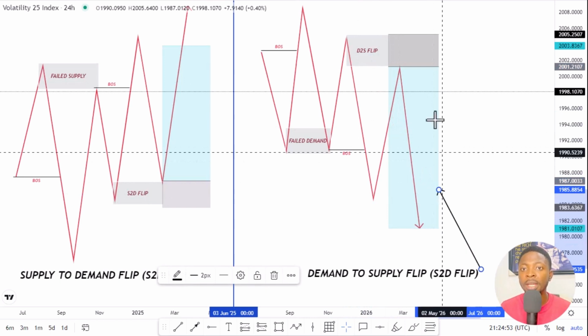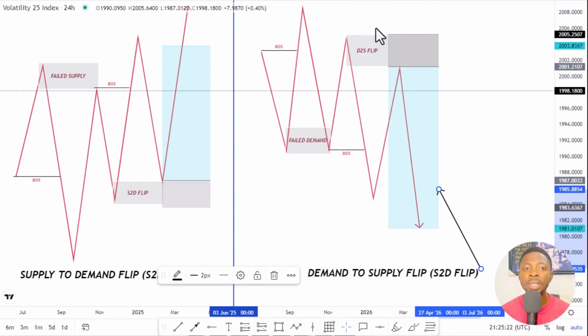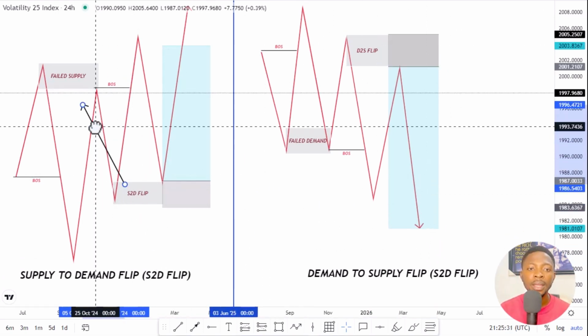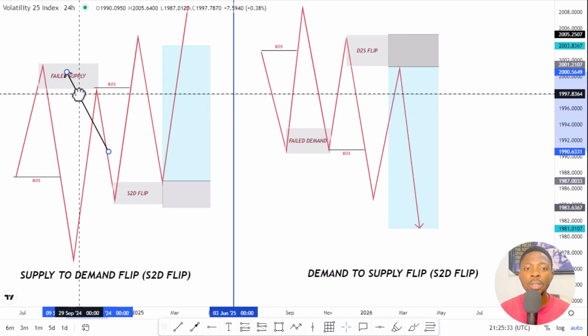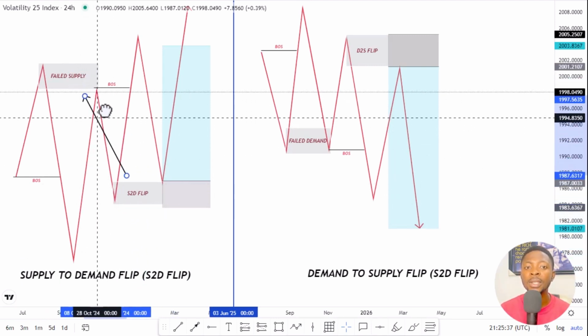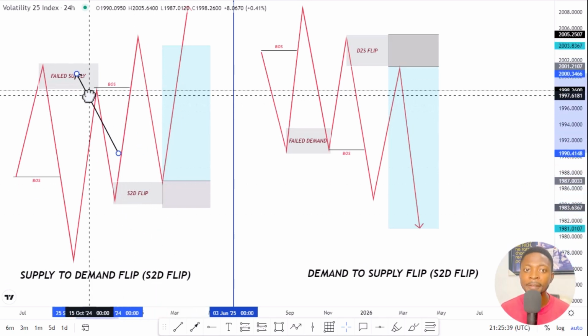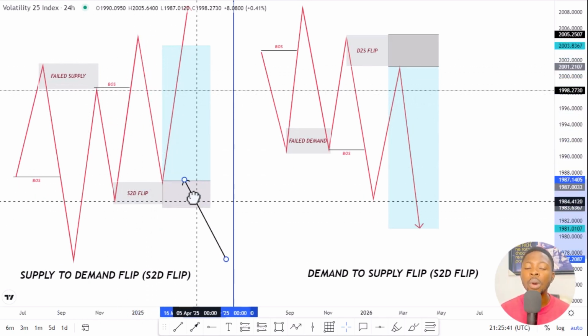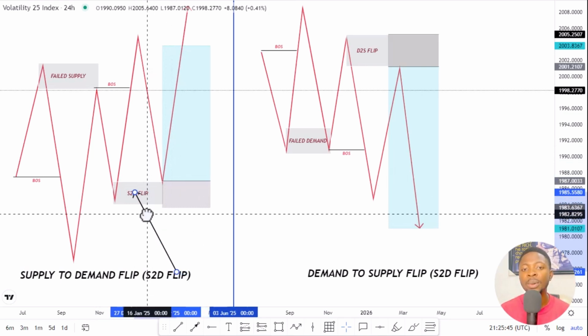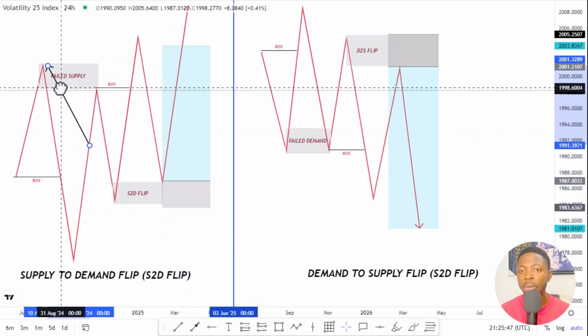Do you understand that? So I will go over that once again, both the supply to demand flip and demand to supply flip, then we'll head straight into the chart example. You want to see a major supply zone, a proper reaction from that supply zone, then a break or a failure of that supply zone. Then you make your entry at the demand zone that was responsible for the break of the supply zone.